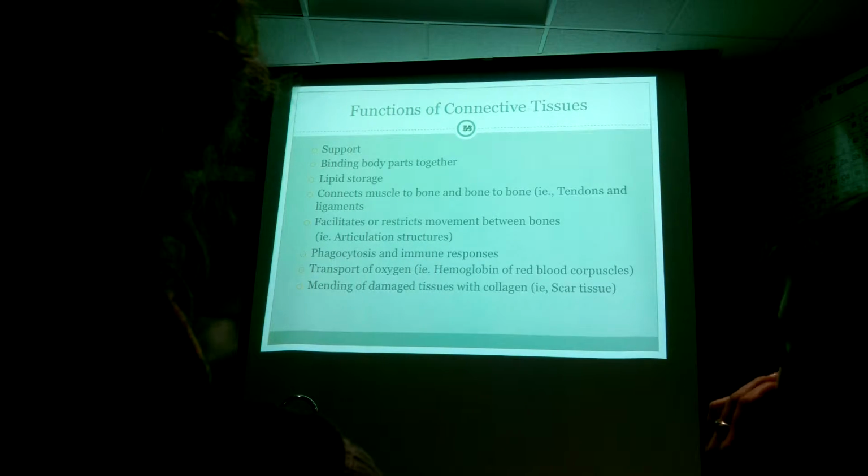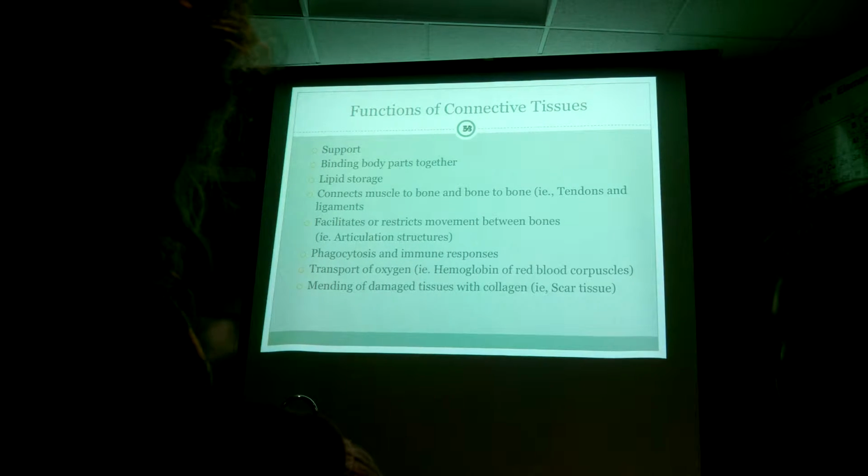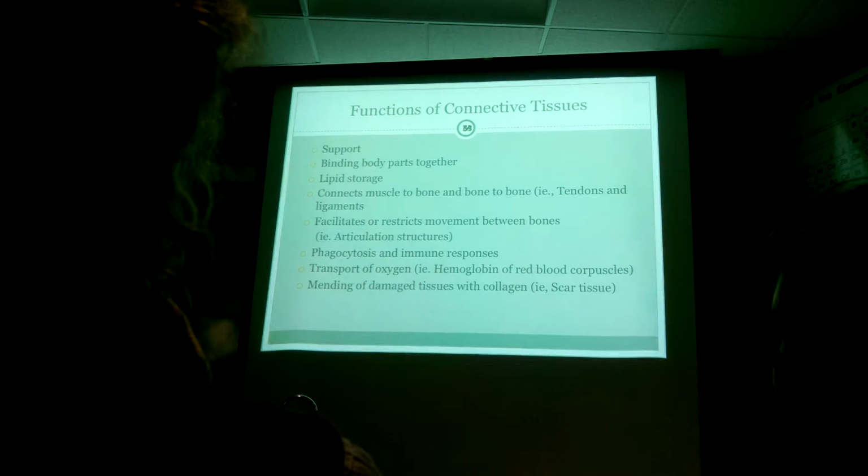Phagocytosis, this would be immune responses. Phagocytes are going to be traveling through the connective tissue. Transport of oxygen in the blood. And then mending of damaged tissue with collagen. So basically everything in our body has something to do with connective tissue. It's a very important thing to understand.